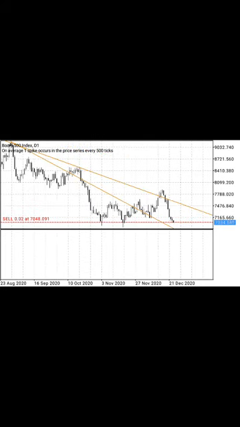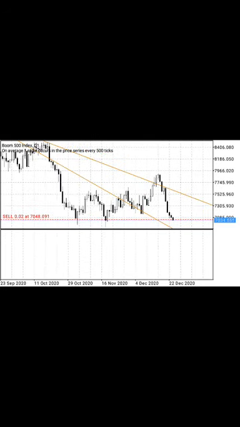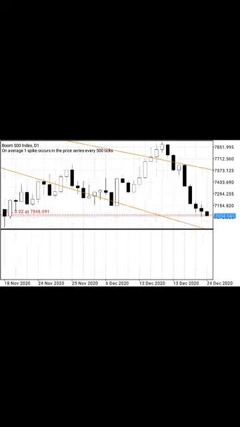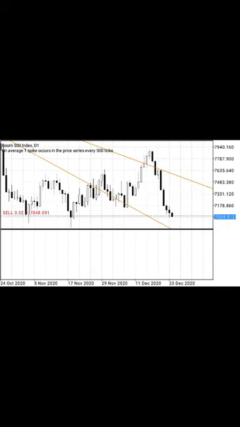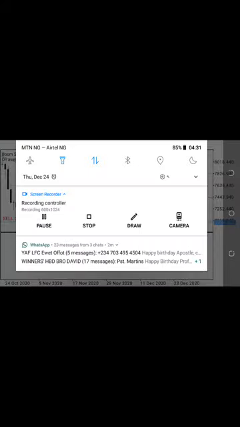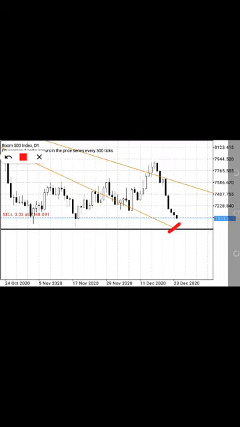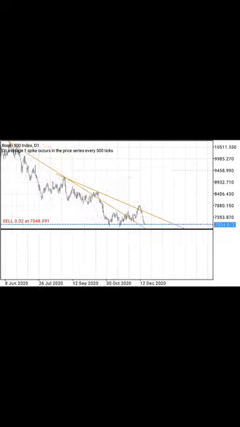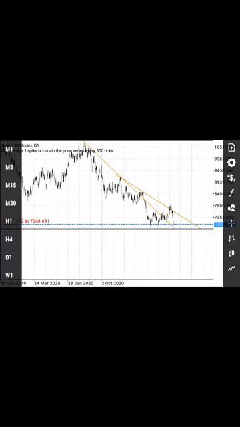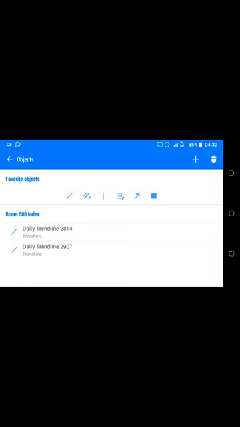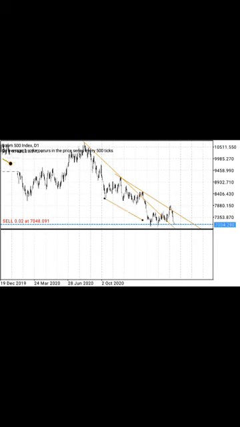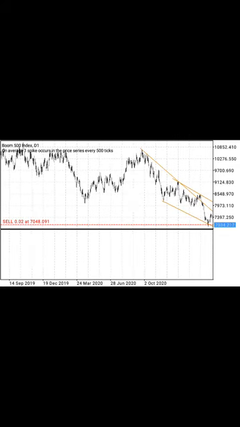So most likely, to be on the safe side, I would say that once this market sells to here, this second trend line here, we should think of exiting. Okay, so that is how you draw trend lines. You pick your highs and your lows. Okay, let's consider another market.